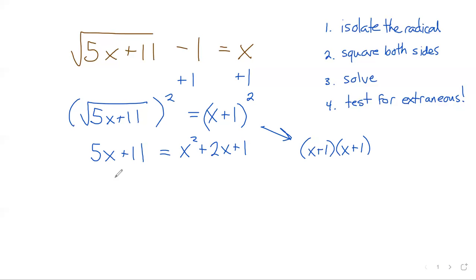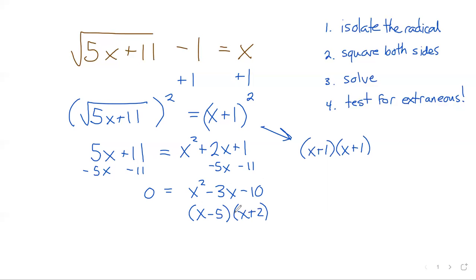Get everything equal to 0. So I'll start by subtracting 5x from both sides and subtracting 11 from both sides. That'll give us x squared minus 3x minus 10 equals 0. And now we can solve by factoring. So (x minus 5)(x plus 2) equals 0, since the things that multiply to negative 10 and add to negative 3 are negative 5 and positive 2. Then by the zero product property, we can set each of these factors equal to 0, but I'll shortcut straight to the answers here.